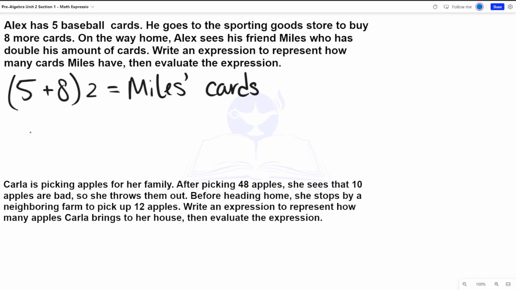Now let's evaluate. If you can recall our order of operations, you would know that parentheses go first. So we're going to add the 5 and 8 together. That is going to give us 13 times 2, which is equal to 26. So Miles has 26 cards. Next question.